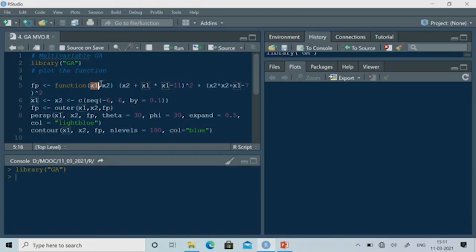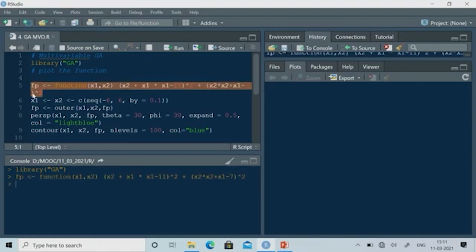Therefore, x1 and x2, and the function is (x2 plus x1 square minus 11) whole square, plus (x2 square plus x1 minus 7) whole square. So, this is the function. Let us execute this one. I have executed this function, and then I am defining x and y. x and y are between minus 6 and plus 6.